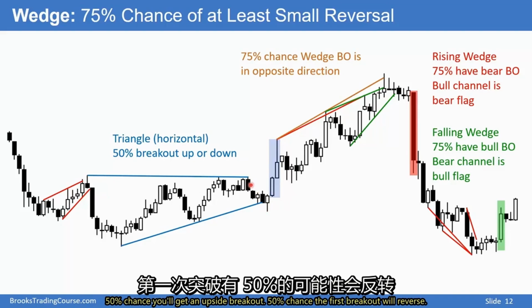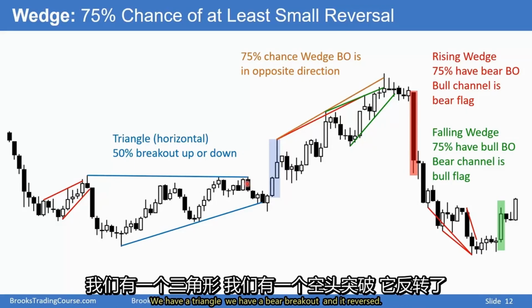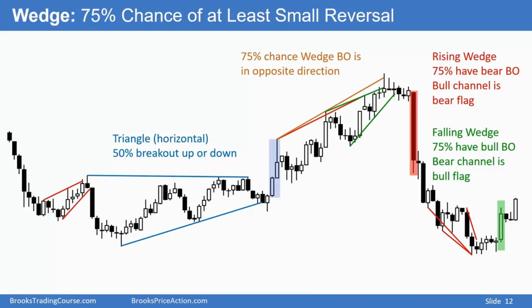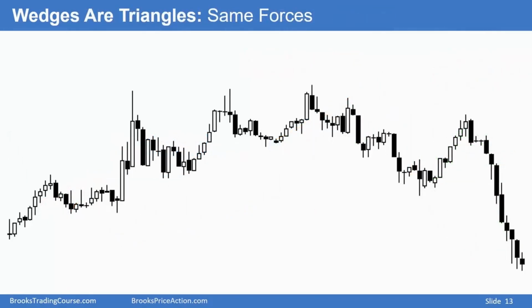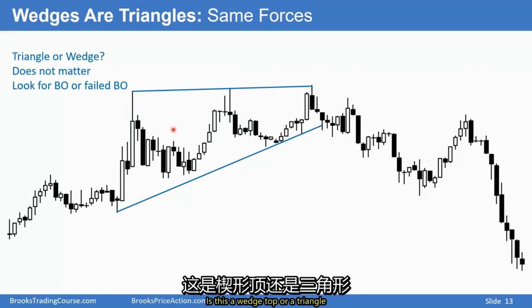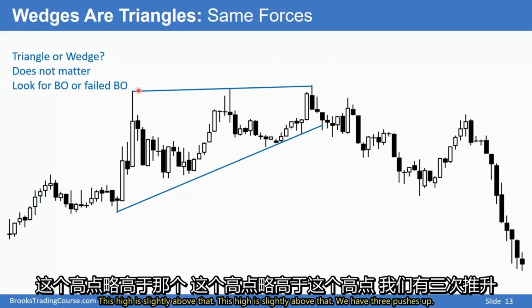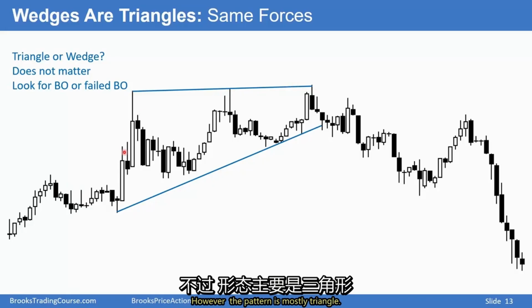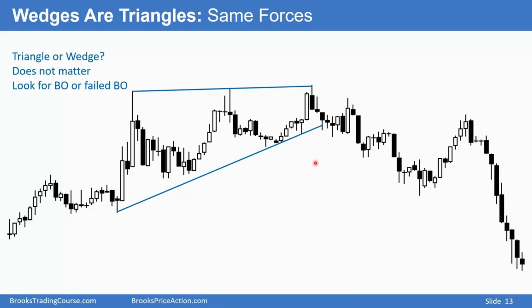50% chance the first breakout will reverse. We have a triangle, we have a bear breakout, and it reversed. Is this a wedge top or a triangle? This high is slightly above that. This high is slightly above that. We have 3 pushes up. However, the pattern is mostly triangle.